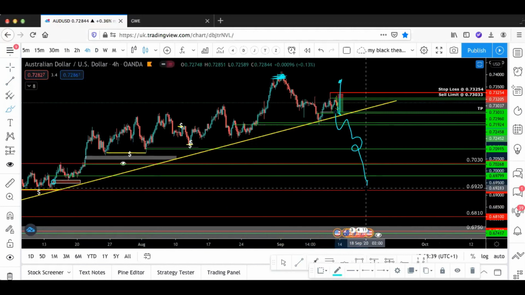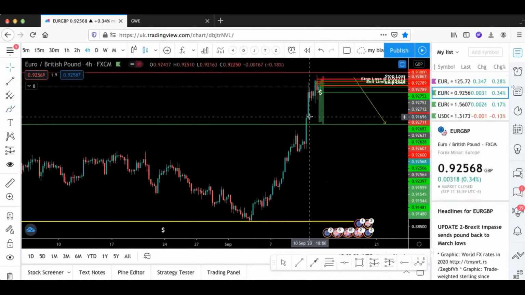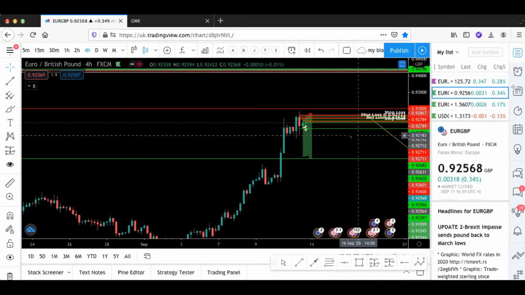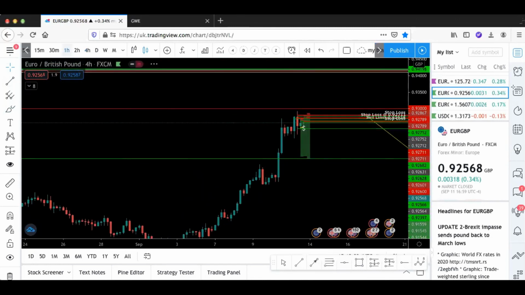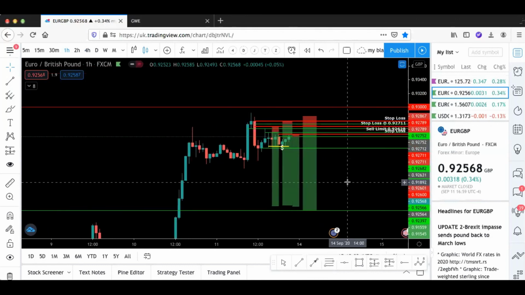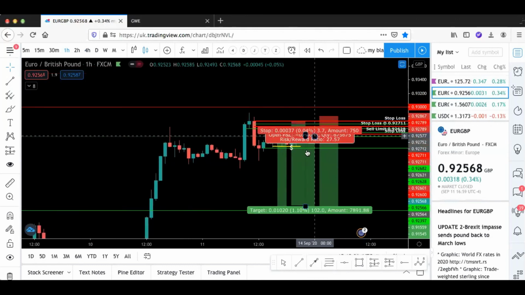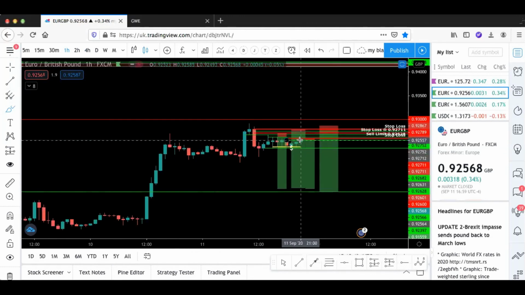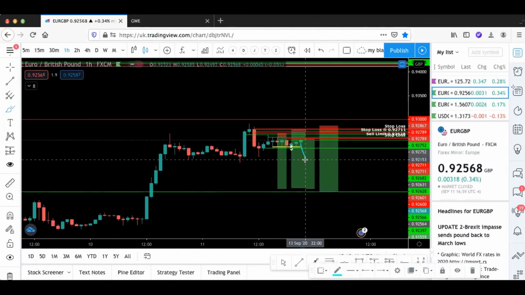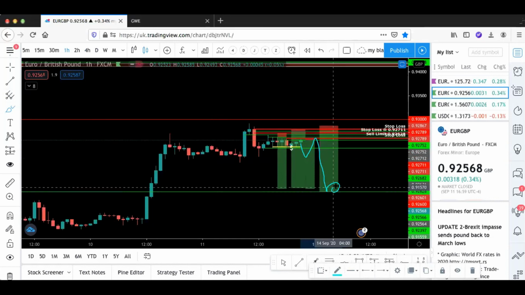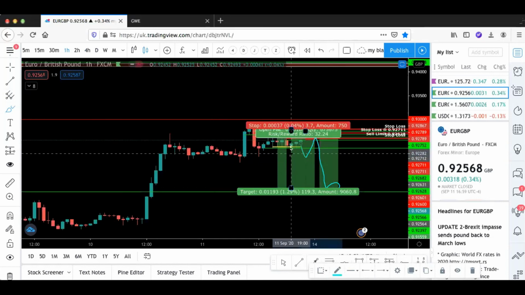Okay, so let's see. Let's move to EUR GBP. On EUR GBP, I'm anticipating only sell setups. We entered one trade last week. Still, we are in profit. If you guys are in, please move the stop to the entry. I'm anticipating price to run lower, further towards our targets here, right?